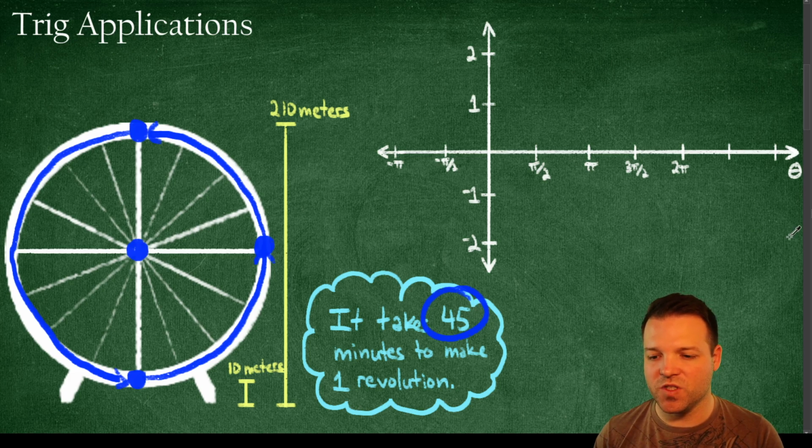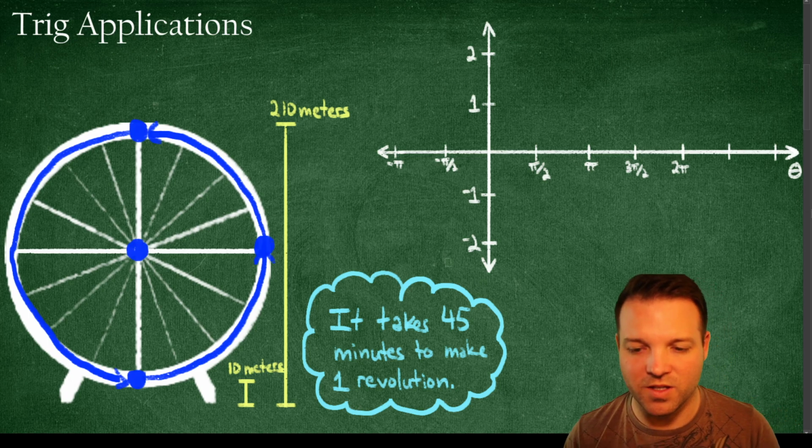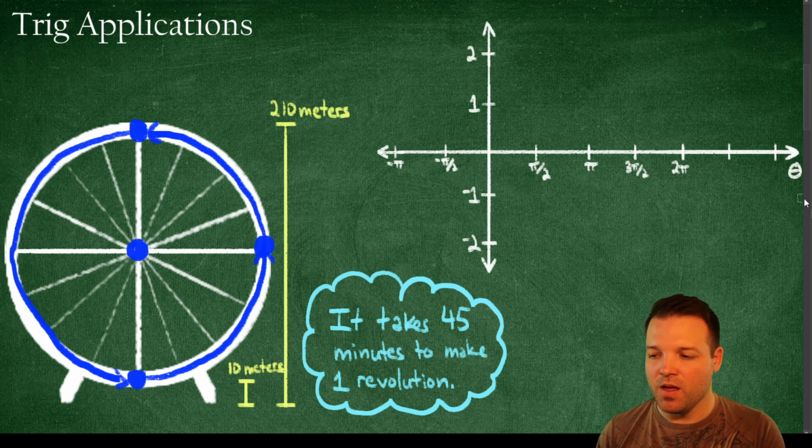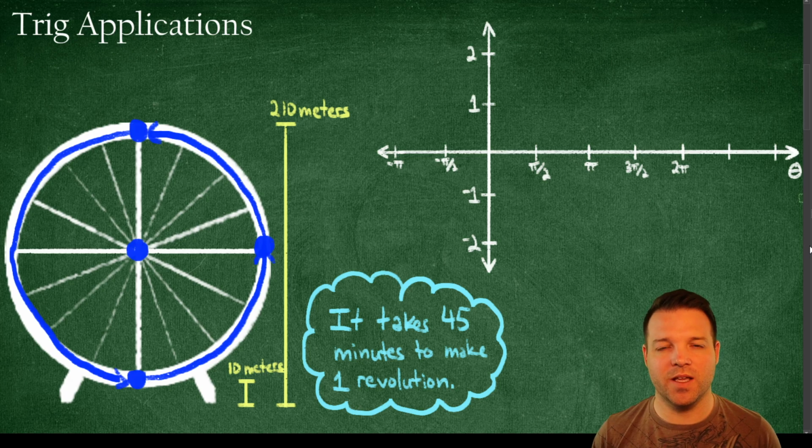Now that we've discussed the dimensions and the numbers, we are going to talk about our candidates for modeling this behavior. Ultimately we want to answer questions like, if you're on the Ferris wheel after 31 minutes, how high are you off the ground? Something like that.